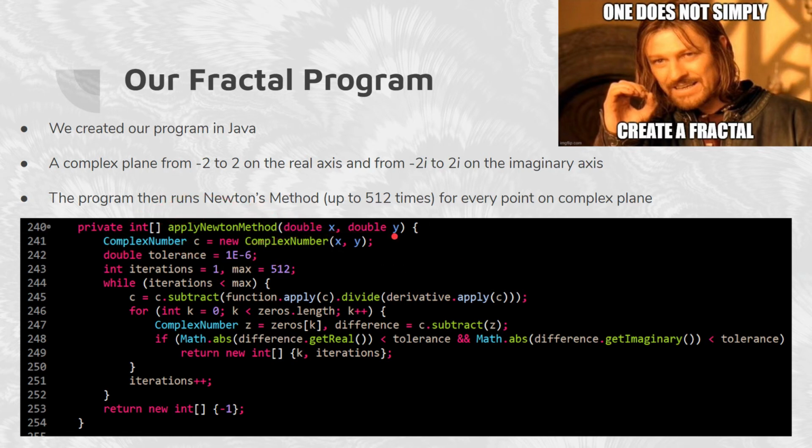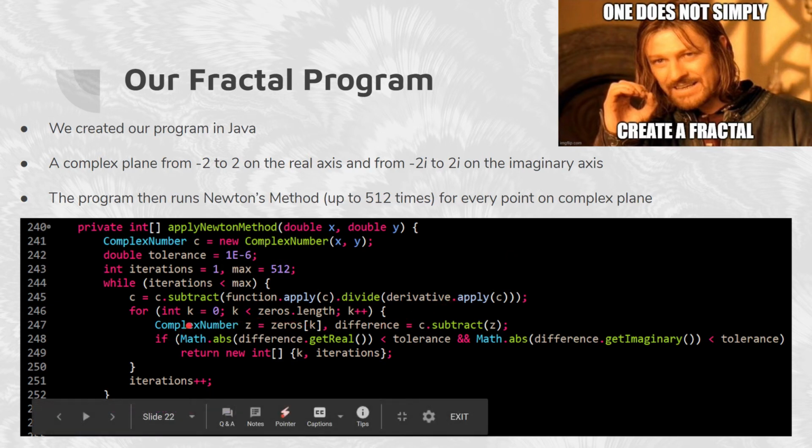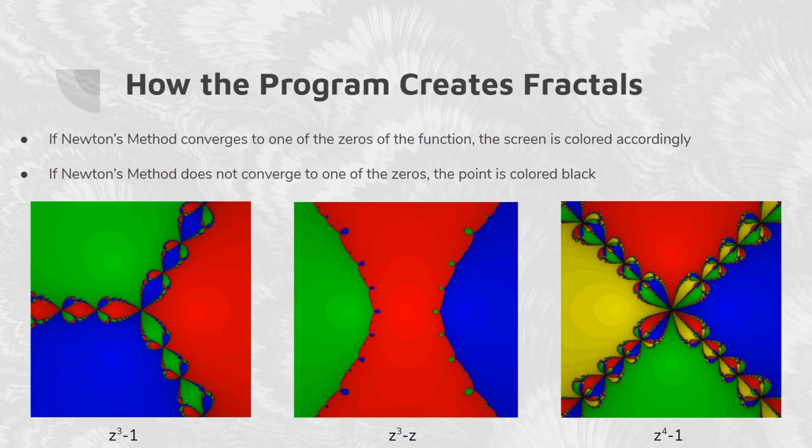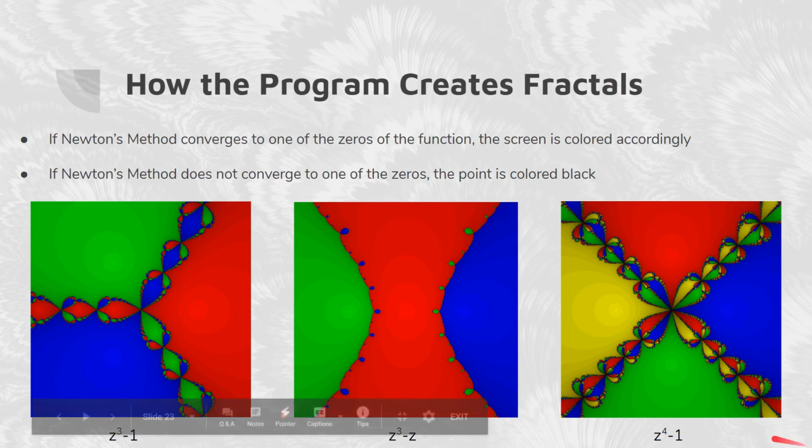It runs Newton's method up to 512 times for every single point, and if Newton's method comes within the tolerance value, which is 1 times 10 to the -6, which is a really small number, if Newton's method comes that close to one of the zeros of the function, then it's determined that Newton's method converges at that point to a certain zero of the function. The point is colored according to what zero it converges to. So that's what I said here, that if it converges, it's colored accordingly.